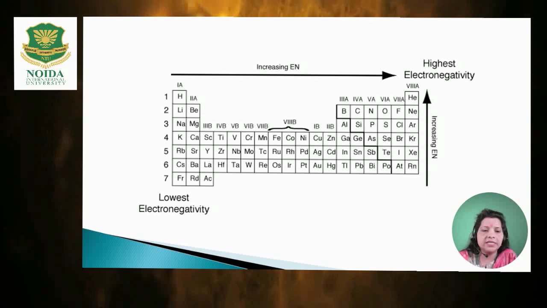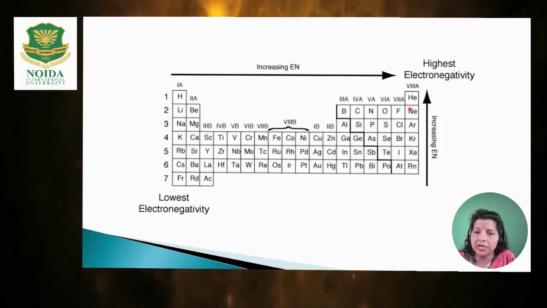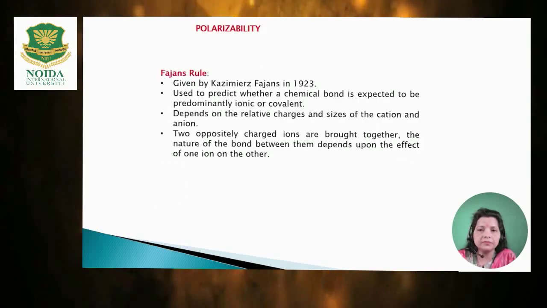Now this is the trend of electronegativity. Whenever you are moving left to right, the electronegativity increases, and as I told you, fluorine is the most electronegative atom, right? Now polarizability.